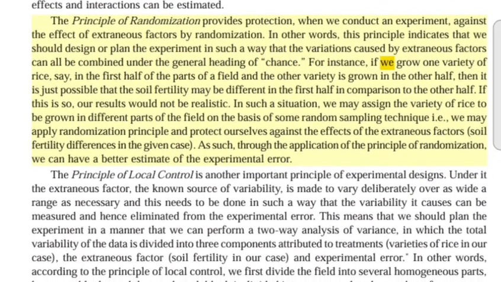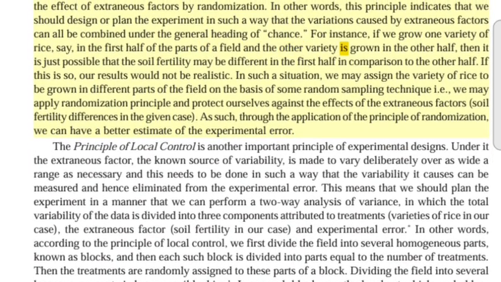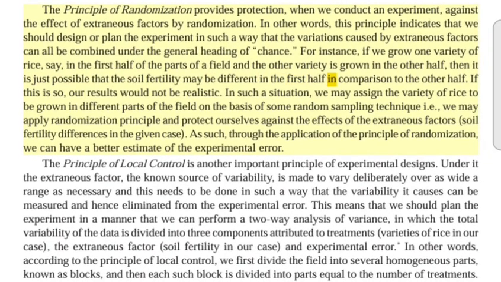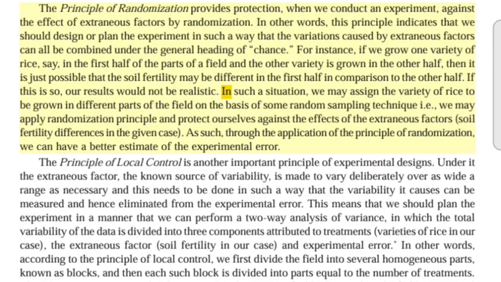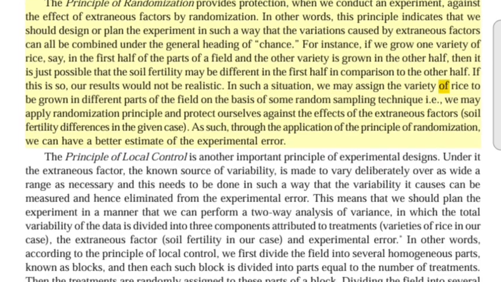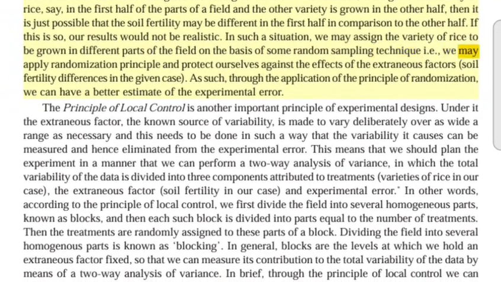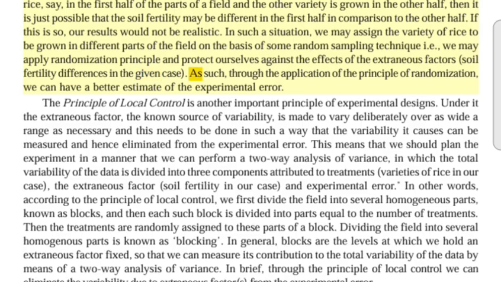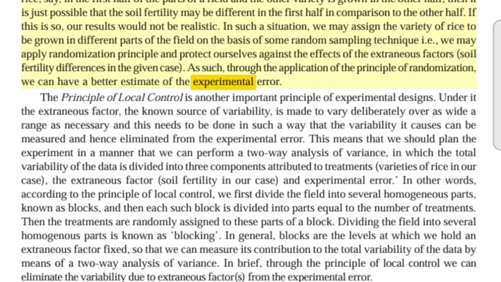For instance, if we grow one variety of rice, say, in the first half of the parts of a field and the other variety is grown in the other half, then it is just possible that the soil fertility may be different in the first half in comparison to the other half. If this is so, our results would not be realistic. In such a situation, we may assign the variety of rice to be grown in different parts of the field on the basis of some random sampling technique, i.e., we may apply randomization principle and protect ourselves against the effects of the extraneous factors, soil fertility differences in the given case. As such, through the application of the principle of randomization, we can have a better estimate of the experimental error.